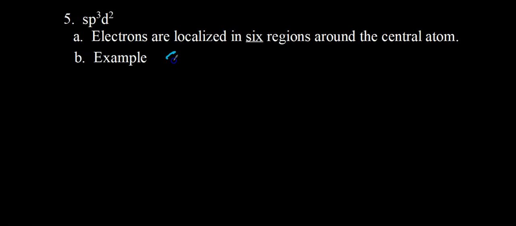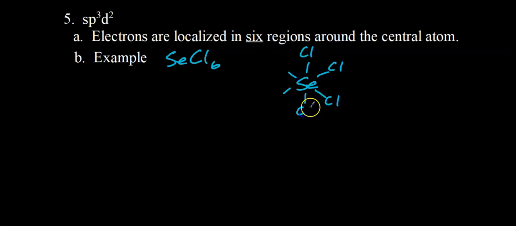All right, for this one, we're going to use SeCl6. So in order to form this molecule, selenium needs to be able to form 6 covalent bonds. In order to form 6 covalent bonds, it needs to form 6 hybrid orbitals. In order to form 6 hybrid orbitals, 6 atomic orbitals need to combine.